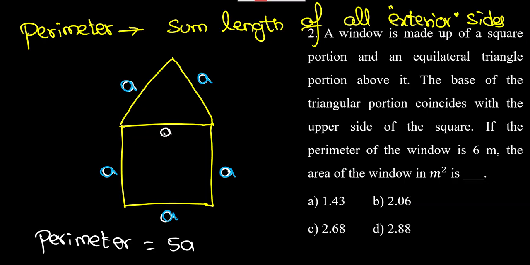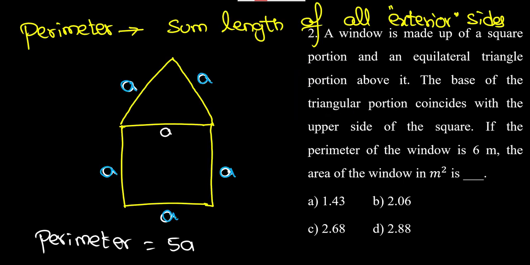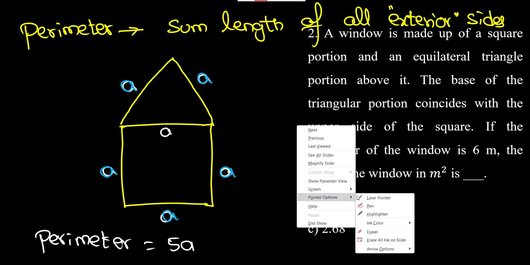That's the important point in this question. Majority of the students will consider 6A as all sides, no. Exterior, outside. The outside diagram of this question is very simple. We have an equilateral triangle with a square below. This length only, I don't care about the internal. Right? So 5A equals 6 meters. In the question, it must be equal to 6 meters.